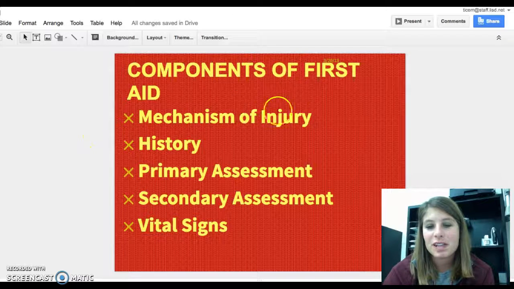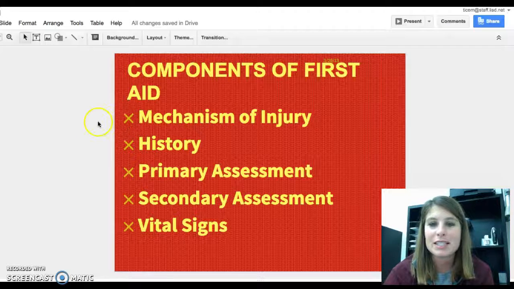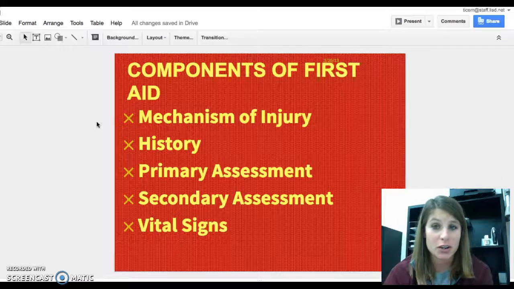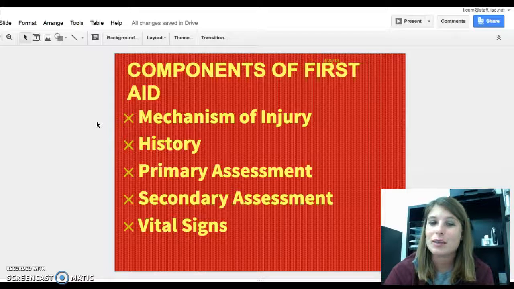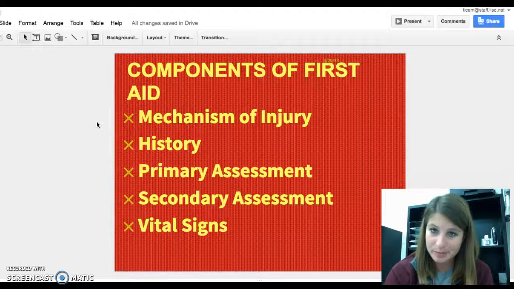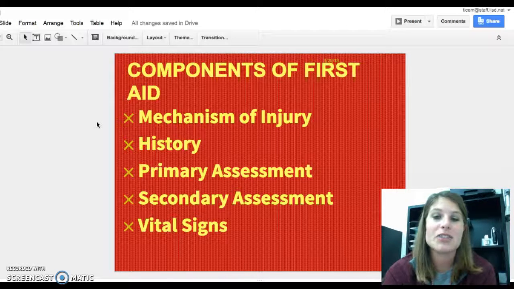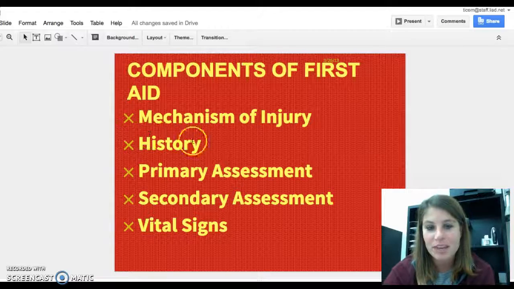So components of first aid. The first term that you need to make sure that you are aware of is mechanism of injury. Mechanism of injury refers to how the injury occurred. We dealt with this a little bit in our tissue chapter, okay, when you guys were making your comic strips. So mechanism of injury is how the injury occurred.